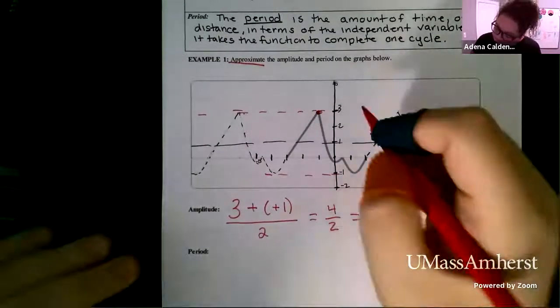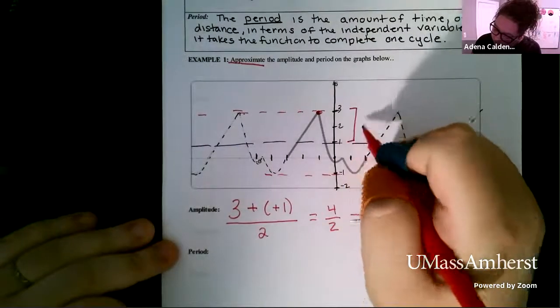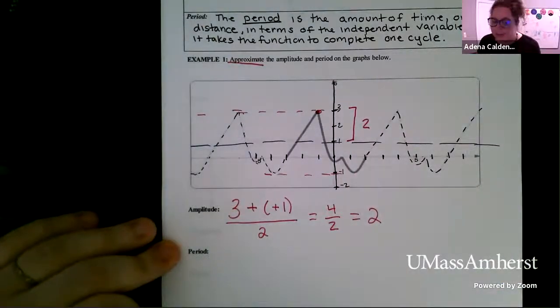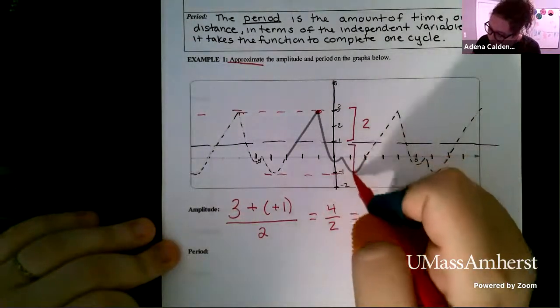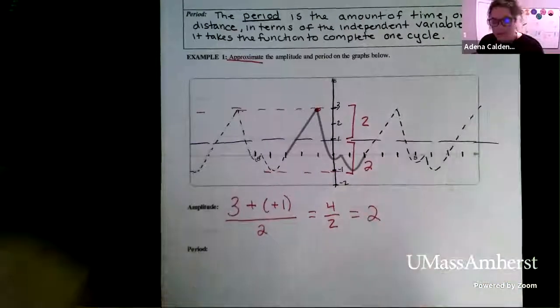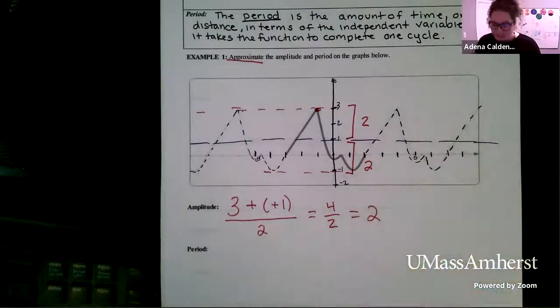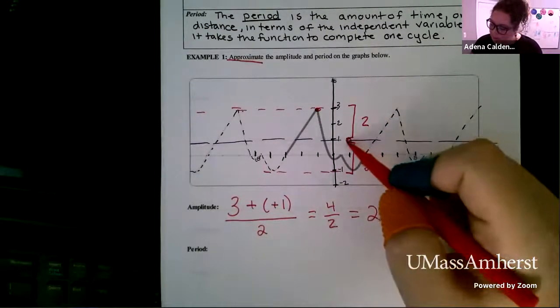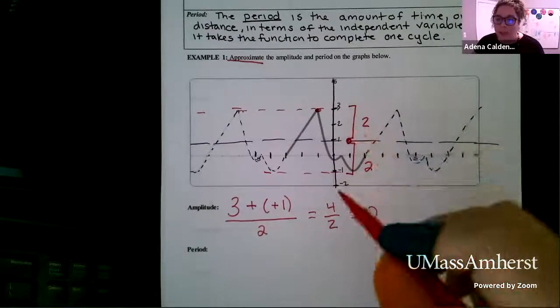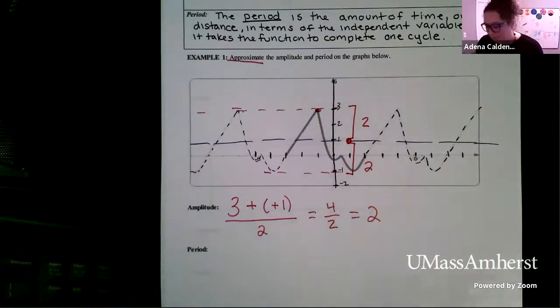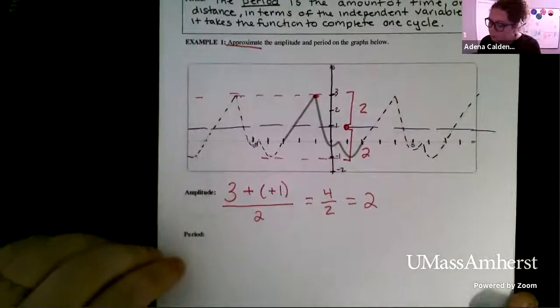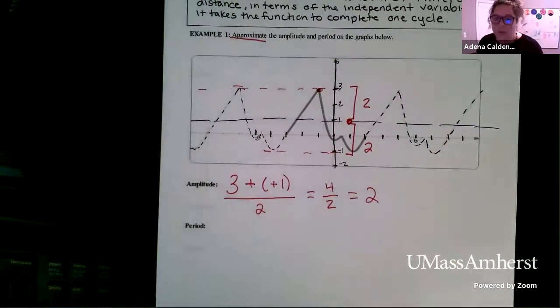The amplitude says that we're going to go by 2 units to get to the maximum and 2 units to get to the minimum. Okay, so that's what the amplitude is telling us. It's telling us how far we go from that midline up to the max or the min. That's what we're calculating.